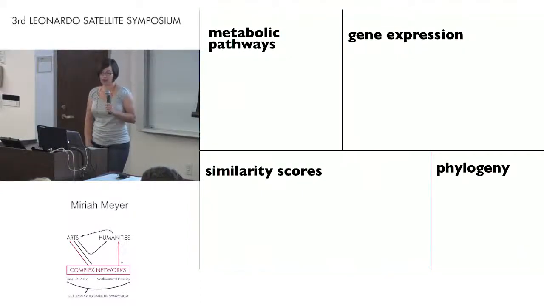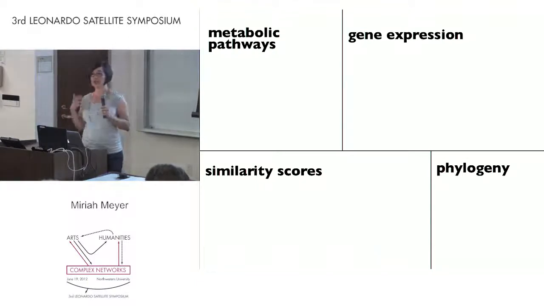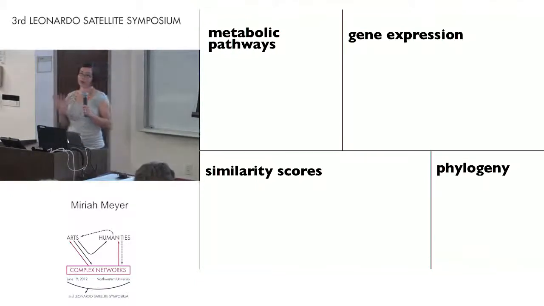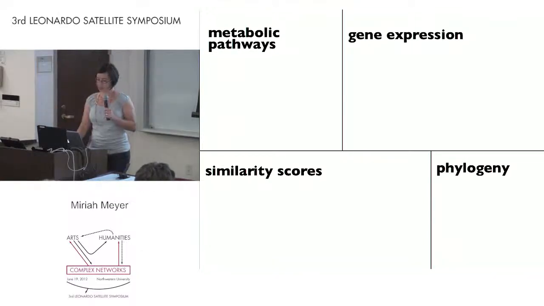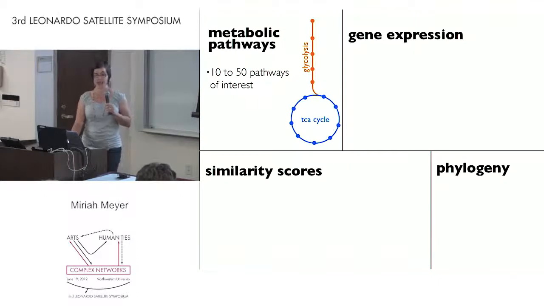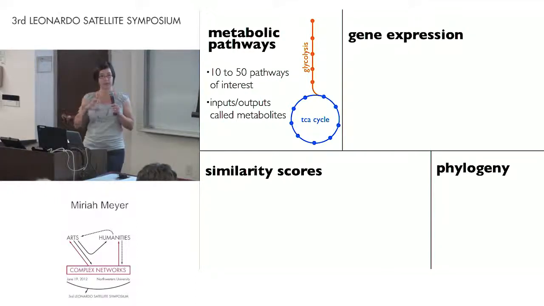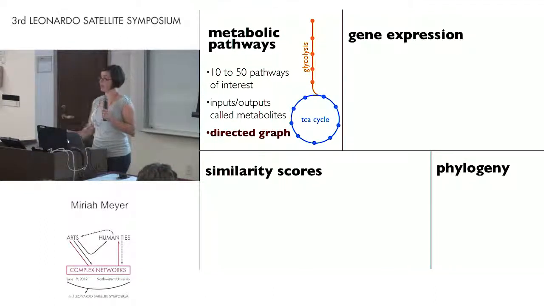Okay, so from our interviews, we came up with an abstraction of the kinds of data this group was working with. And here we sort of learned that they were working with four main kinds of data. So the first kind of data was these metabolic pathways. And so they were looking at roughly 10 to 50 pathways of interest that they were studying. The inputs and outputs to the reactions, or the nodes of this graph, they call metabolites. And this data is represented as a directed graph.